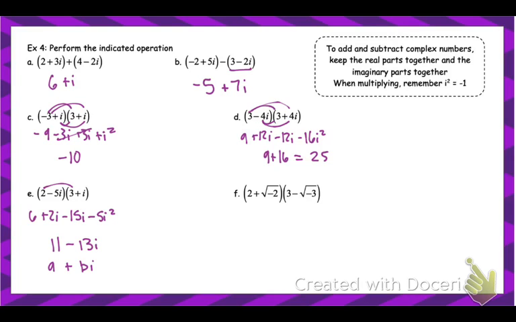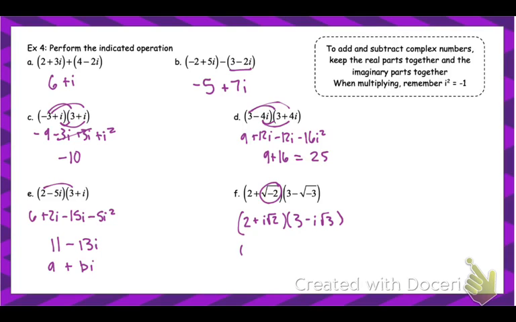Now on F, what we need to make sure we do here, before you multiply this out, we need to write, so before I multiply this, I need to write this as an imaginary number. So I'm going to rewrite this as 2 plus i root 2, and then 3 minus i root 3. Now I can go ahead and multiply and FOIL this out.